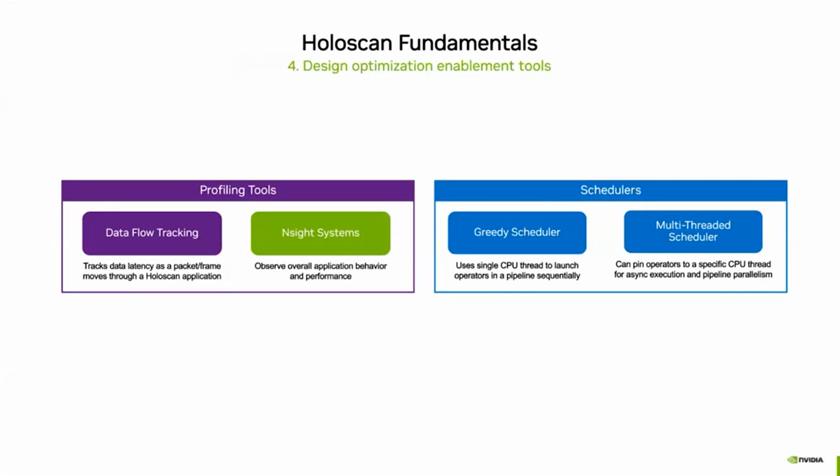Next, the Holoscan SDK includes profilers and schedulers, allowing your applications to be optimized for best execution performance. In addition to NVIDIA's powerful Nsight performance profiling and optimization tools, the Holoscan SDK adds data flow tracking, so you can track data latency as packets or frames move through the Holoscan application. Holoscan 2.5 adds support for detailed profiling of Holoscan applications using the Nsight Systems tool.